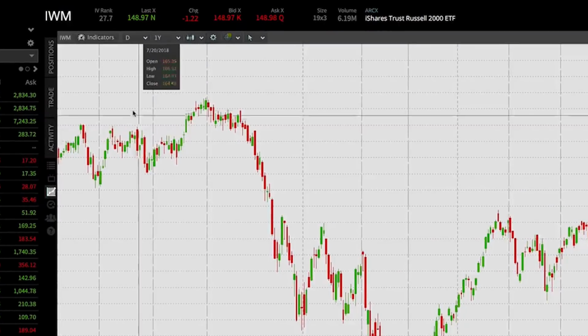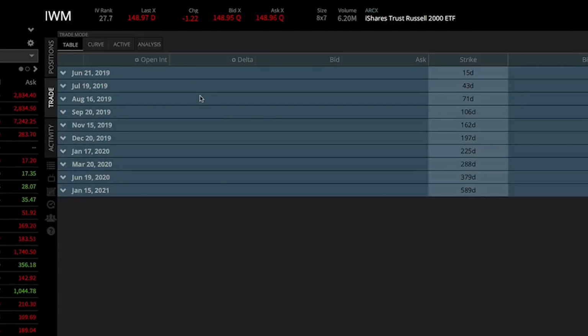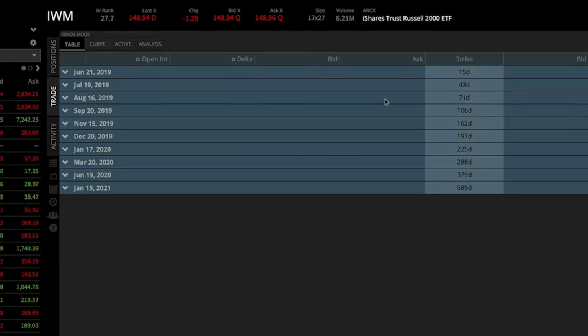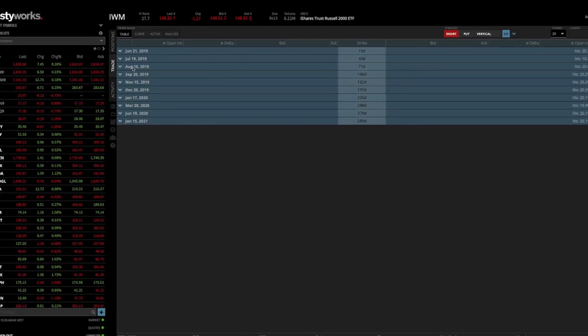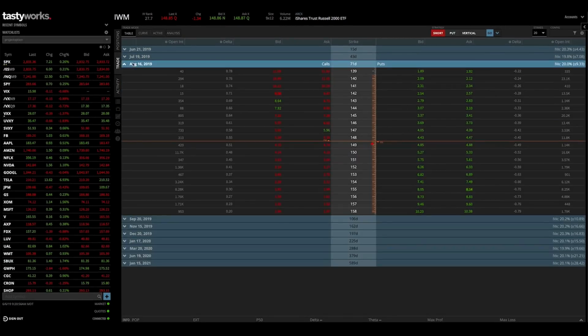To start that process, I'm going to open up the trade tab, and now I have to choose an expiration cycle to trade. For this example, I'm going to go to the 71-day expiration cycle, which is August 2019, and all I have to do is click on the expiration cycle to show all the options within the August 2019 expiration cycle that have 71 days to go.